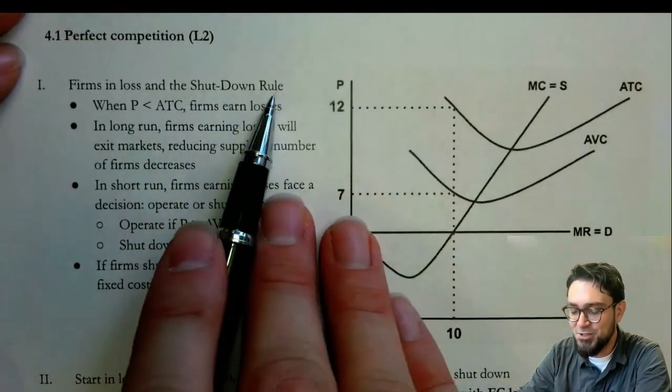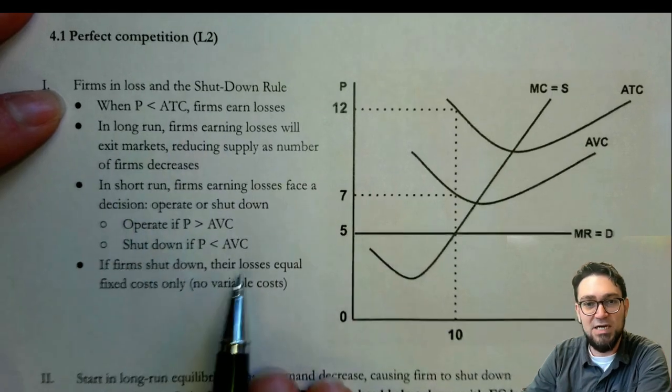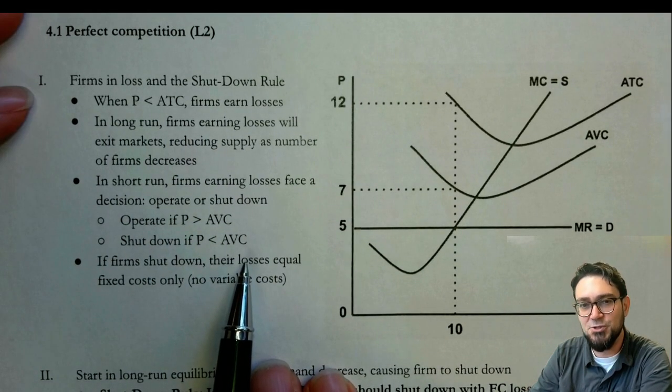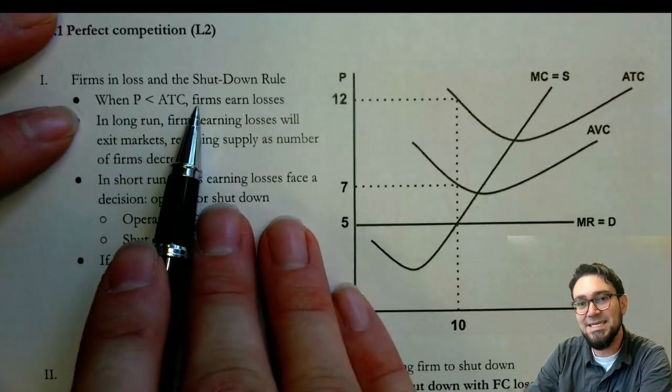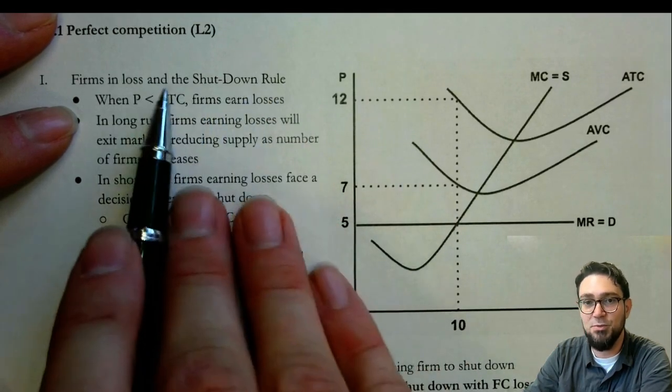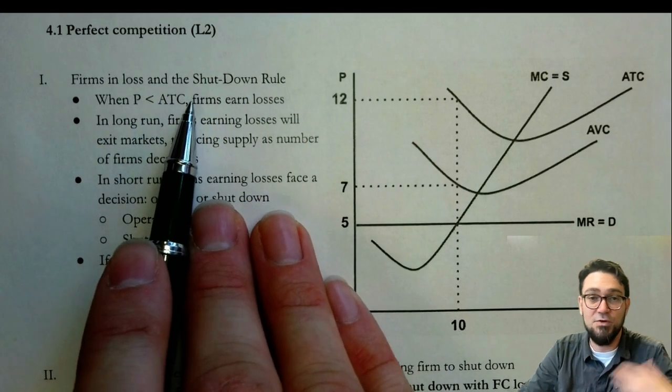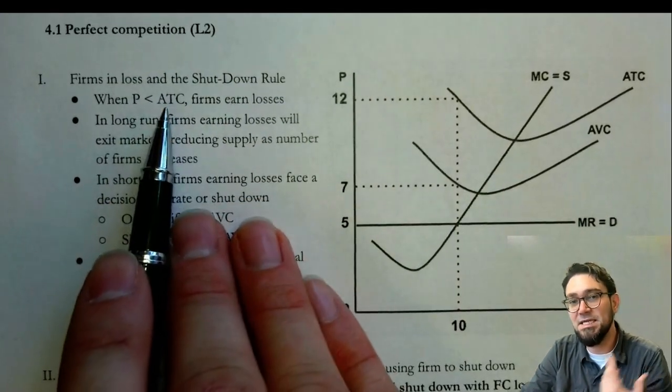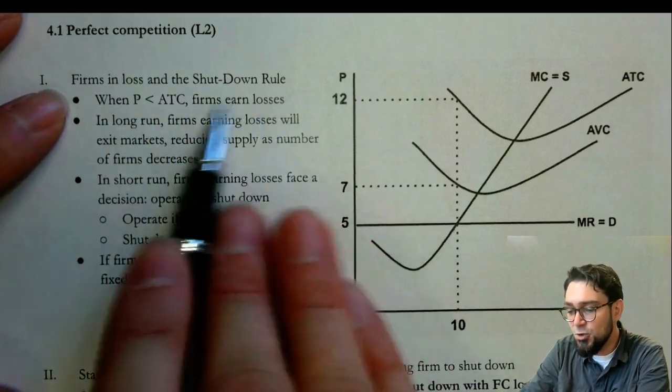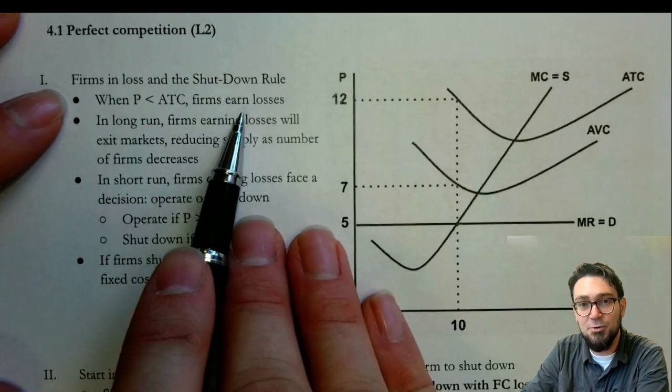Firms in loss and the shutdown rule. And this is really just summarizing what we talked about in the last unit about the shutdown rule. We know that when price is less than ATC, firms are earning losses, right? When the price is greater than the ATC, firms are profiting. When price equals ATC, firms are breaking even. They're only going to shut down when they're earning a loss.